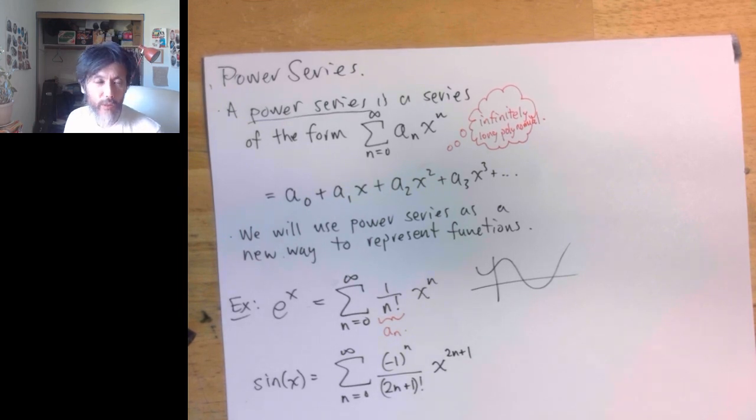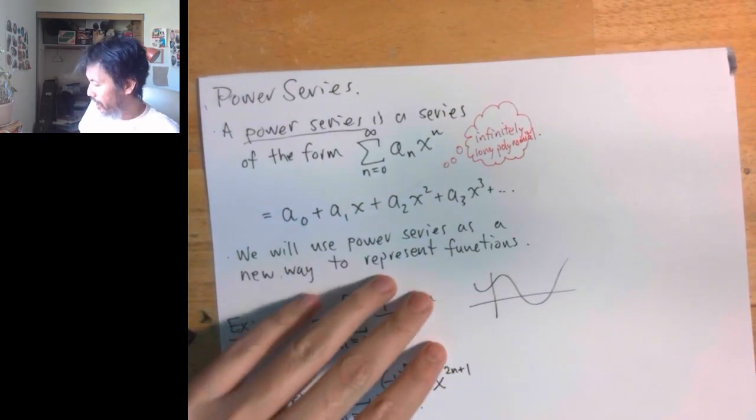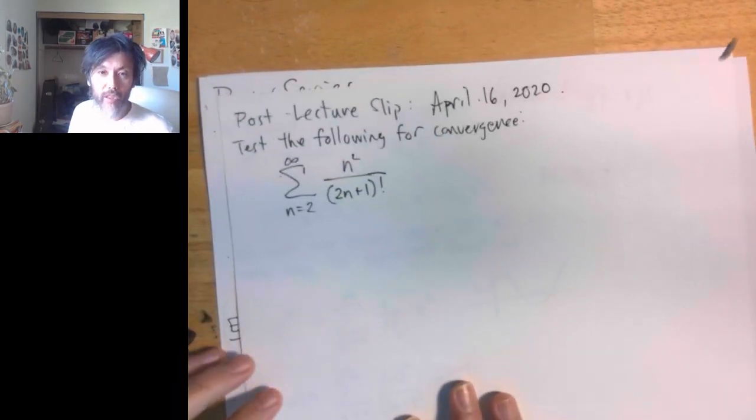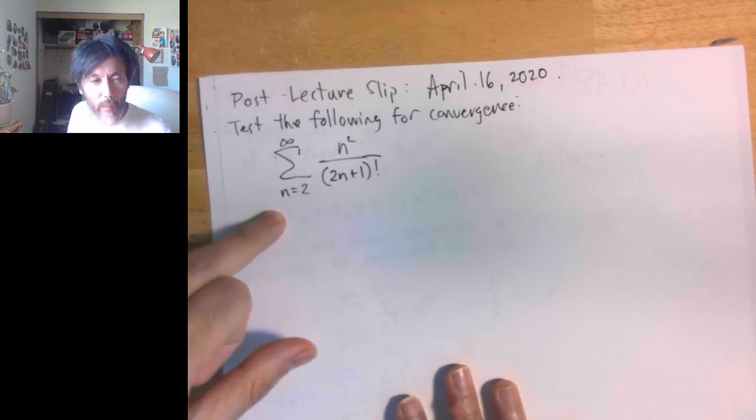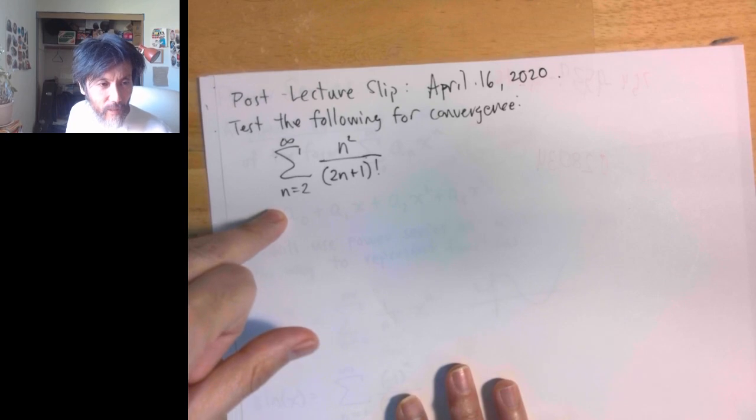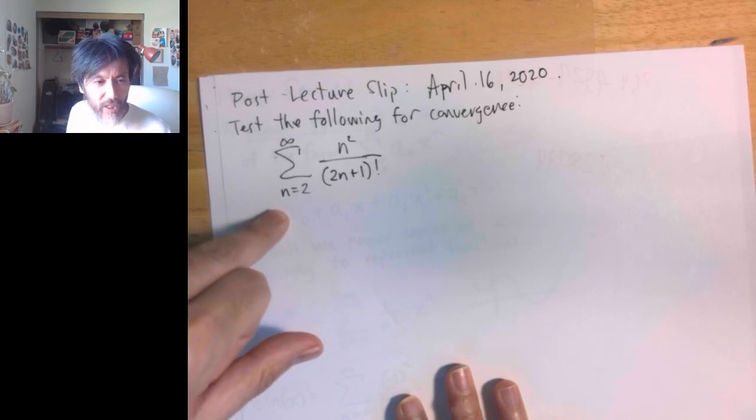All right, I'm over 3 minutes over time. I can see that. Forgive me or not, I don't care. Here is your post-lecture slip for today. I'll just give you a hint about it. Use the ratio test, okay? Use the ratio test.